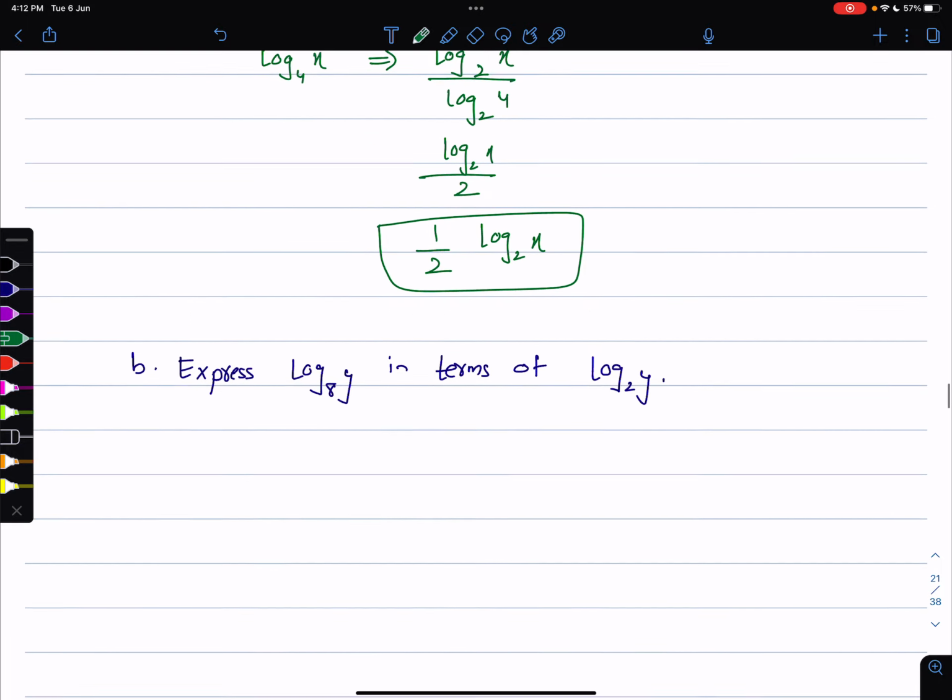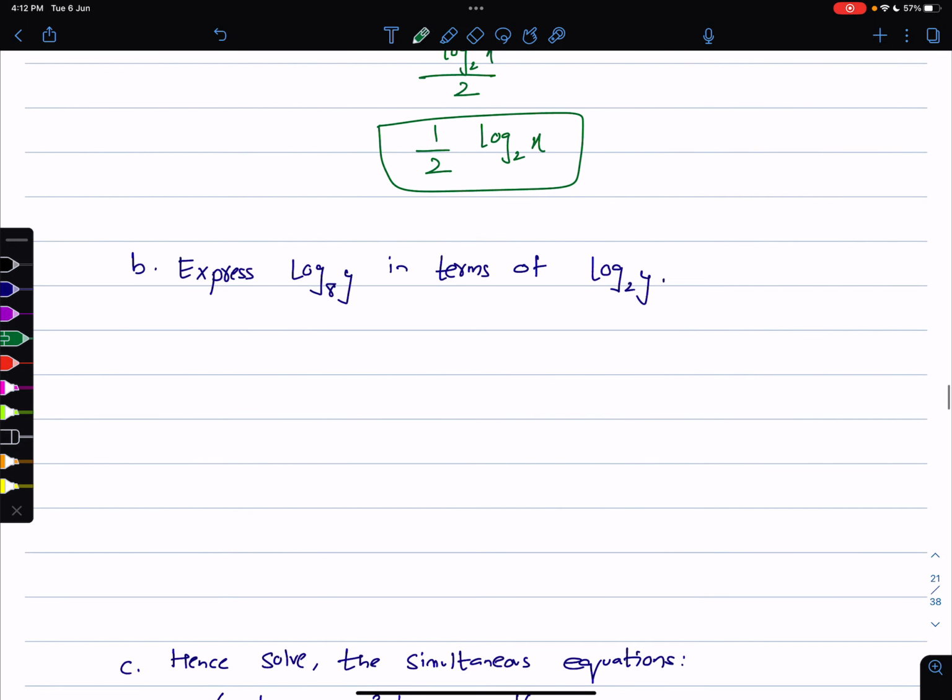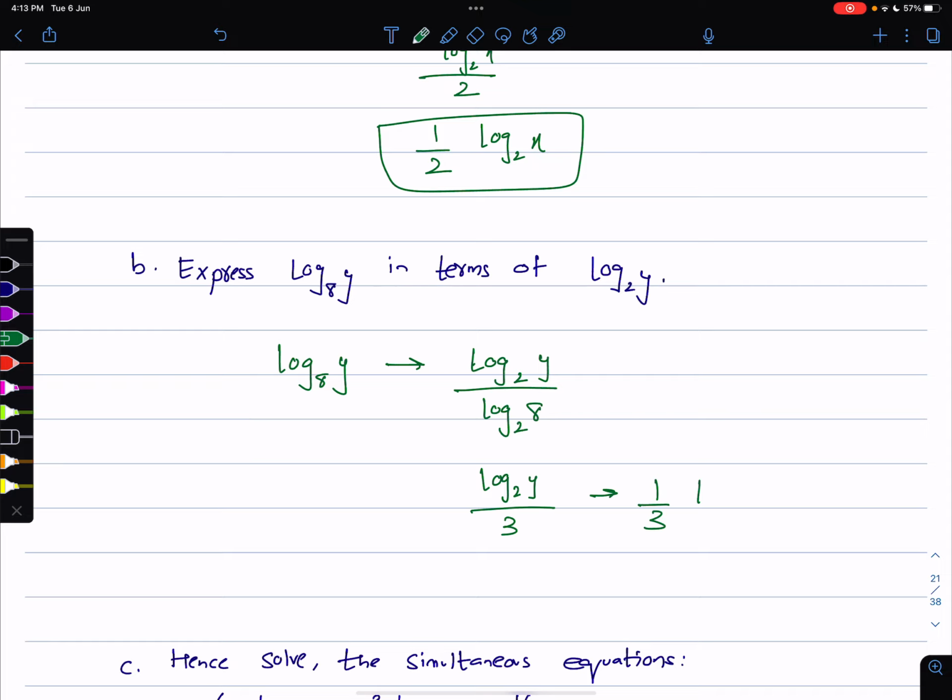Part B says express log to the base 8 of y in terms of log to the base 2 of y. So log to the base 8 of y is log to the base 2 of y divided by log to the base 2 of 8. Okay, so this means log to the base 2 of y divided by log to the base 2 of 8, which is 3. So that is 1/3 of log to the base 2 of y.